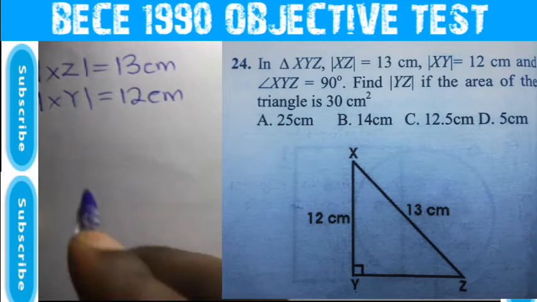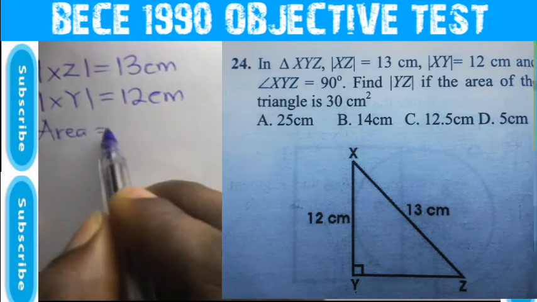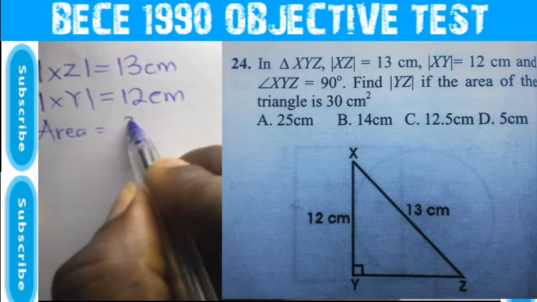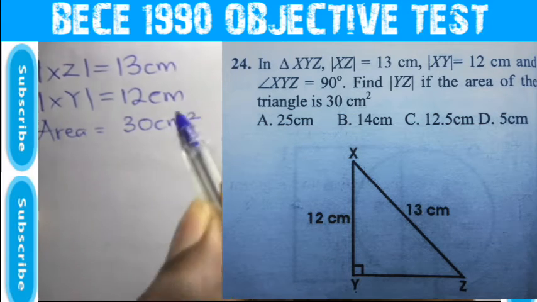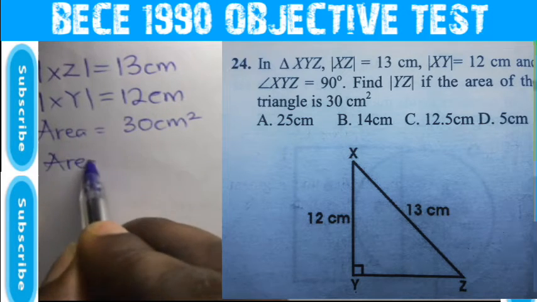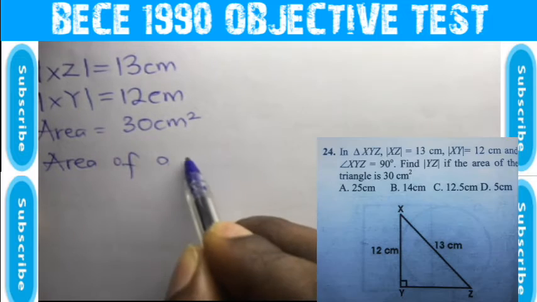We've been given the area of the triangle as well. So the area of the triangle is 30 centimeters squared. Now, with the right-angled triangle, we have two lengths given, and we need to find one of the lengths. So once we've been given the area of the triangle, it means you will go by the formula of area of a triangle and then use that one to find the length YZ.